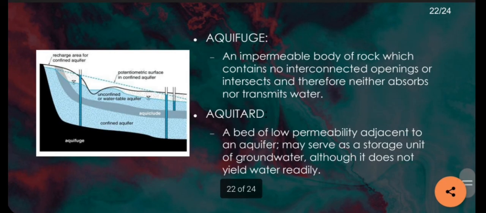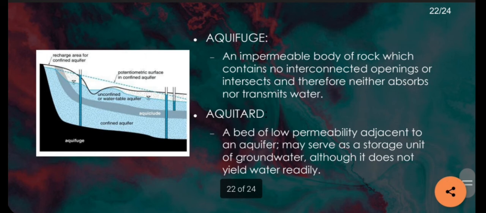Next is the aquifuge. An aquifuge is an impermeable body of rock which contains no interconnected openings or interstices and therefore neither absorbs nor transmits water. So, you understand what the aquifuge is: it cannot store water, it cannot absorb water, and it cannot transmit water.